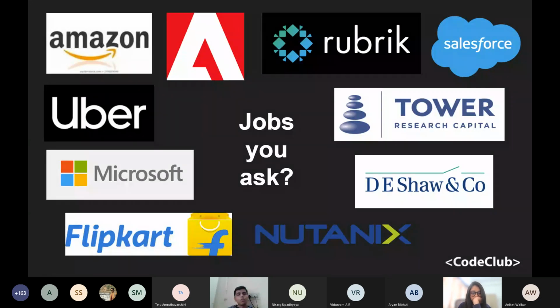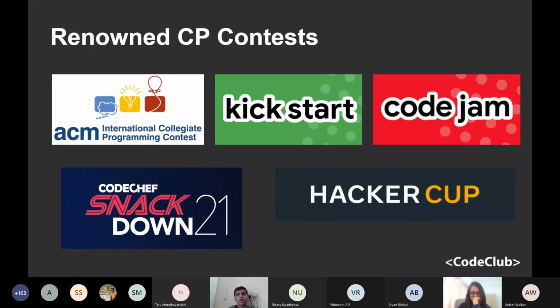Right. So moving on, we'll talk about the different kinds of renowned CP contests that there are, which you can take part in. And so let's start with ACM ICPC, right? The International Collegiate Programming Contest. This is, I'm sorry, not arguably, this is the most prestigious college programming contest because it happens on an international level. But there are several levels to it. There's an online preliminary round, followed by regional rounds, followed by the world finals, and it's extremely prestigious to qualify for the world finals.